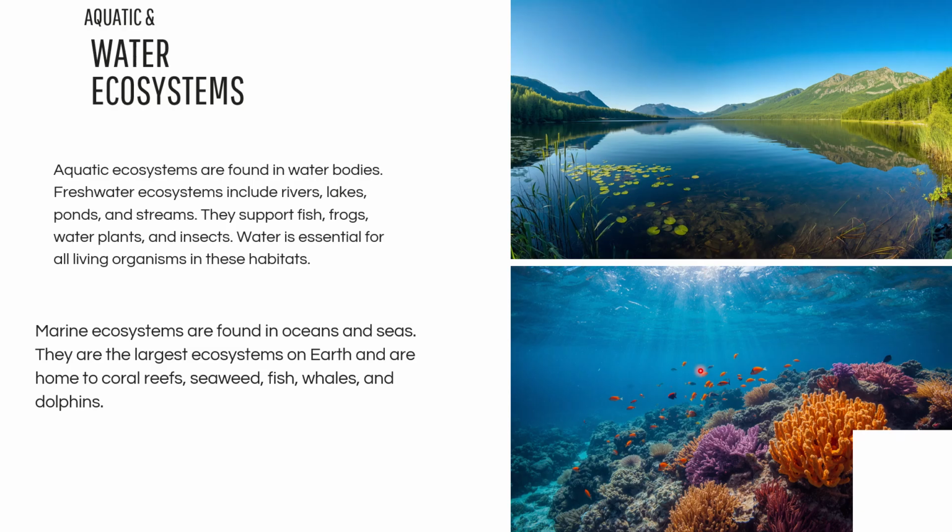This is marine ecosystem. The second image belongs to the marine ecosystem. Aquatic ecosystem, the first image belongs to aquatic ecosystem. Aquatic ecosystems are found in water bodies. Freshwater ecosystems include rivers, lakes, ponds, and streams, and they support fish, frogs, water plants, and insects.